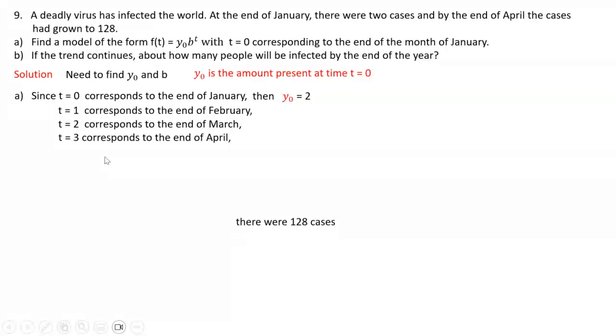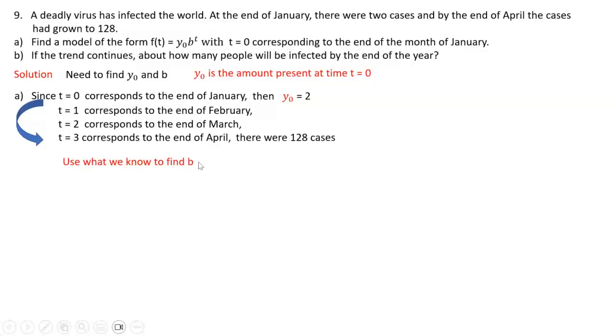So that means from there we're going to get our second point. We're going to use the 3 and the 128. So f of 3 equals 128 and f of 0 equals 2. That's what we need to find b. So 128 equals 2 times b to the power of 3. That's where we get this point here, the 3 and 128. This is my y, and this is my t or my x.